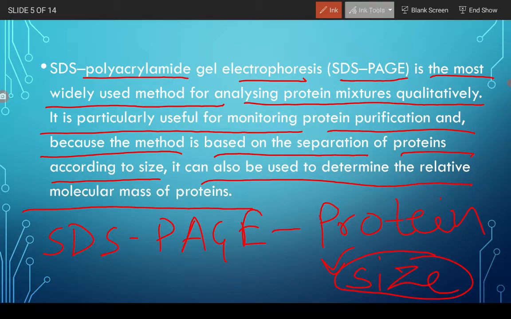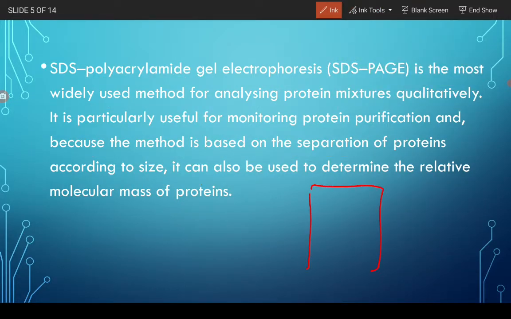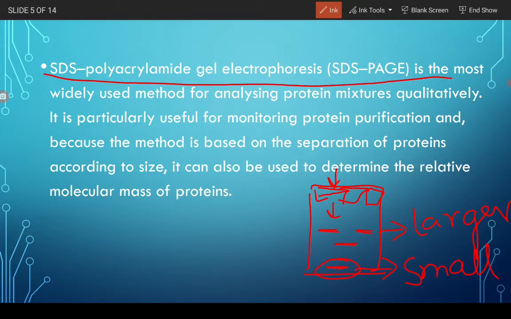based on the size. So what will happen if this is the gel we run, and these are the wells, and you put the samples in it and you run it under an anode and cathode. So these run, and you will find some bands are here and here and here, and some are here. So these are the smaller molecules which have moved a large distance, small molecules of protein, and these are the larger molecules of proteins. So depending on the size of the protein molecule, they are separated in the SDS-PAGE.